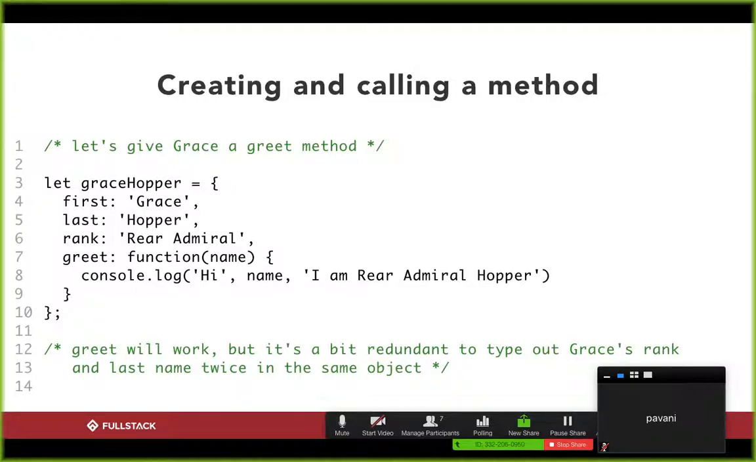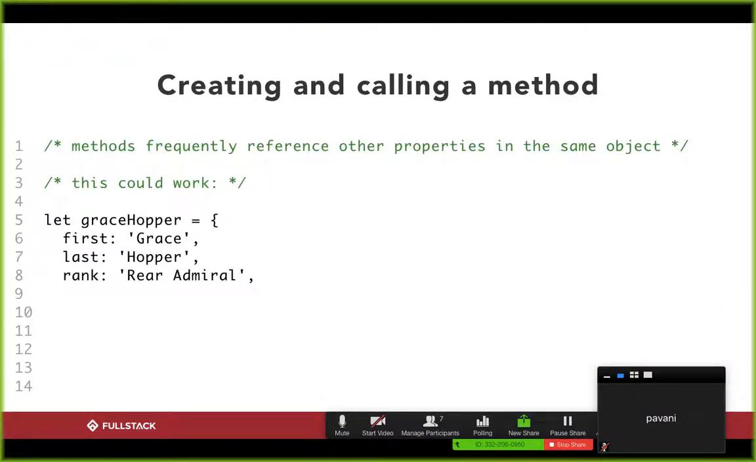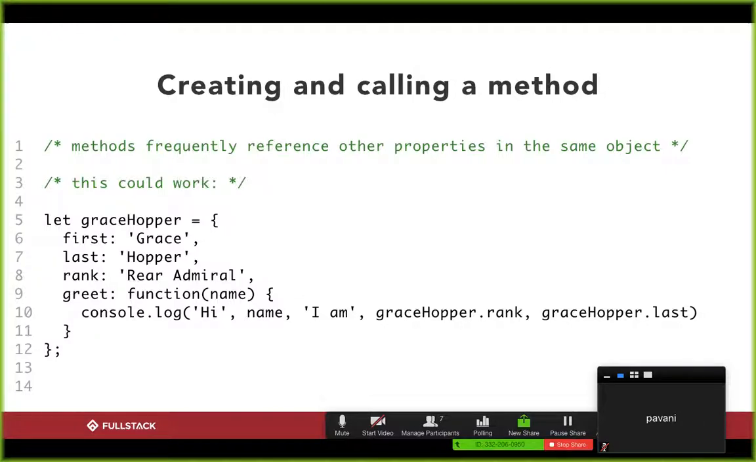Now, if I look at the rank value here, it's Rear Admiral. On line 8 there, I really should be using the rank value instead. So how would that look? Here I still have my first, last, and rank, but now in my greet function, notice how rather than writing Rear Admiral, I am Rear Admiral Hopper, I'm actually writing Grace Hopper.rank and Grace Hopper.last. And so now I'm making use of the rank and last values, which in this case is not that much less typing because the number of characters is approximately the same.